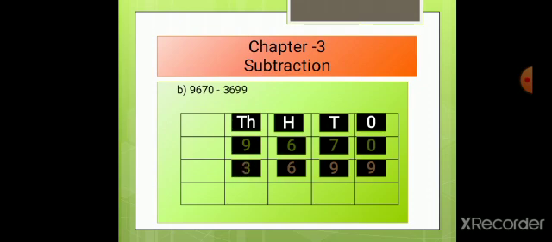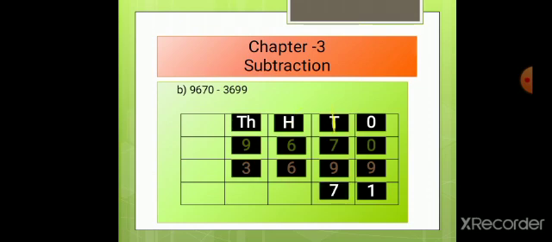So here you can't subtract 9 from 0. So what you will do, you will borrow 1 from this. So 10 minus 9 is 1. So you have borrowed 1 from this. So this becomes 6. So you have to borrow again because 6 minus 9 is not possible. So you are going to borrow 1 from this. So it will become 16. So 16 minus 9 is 7.